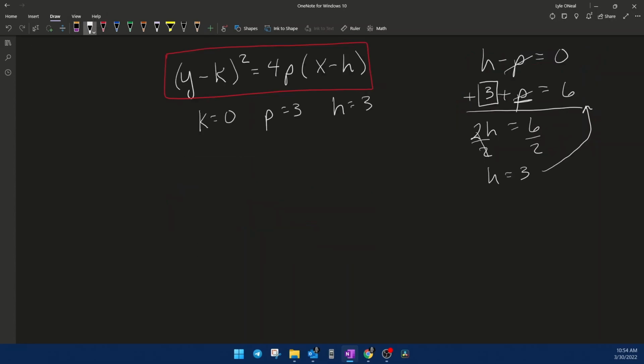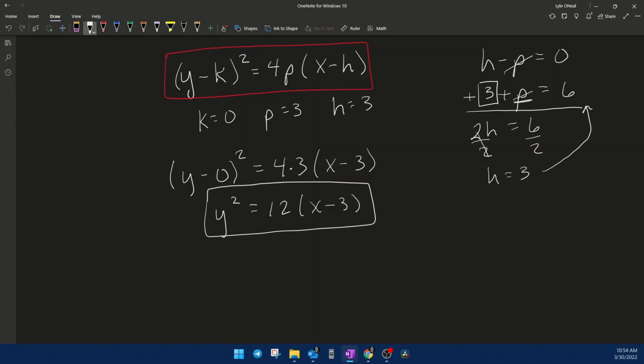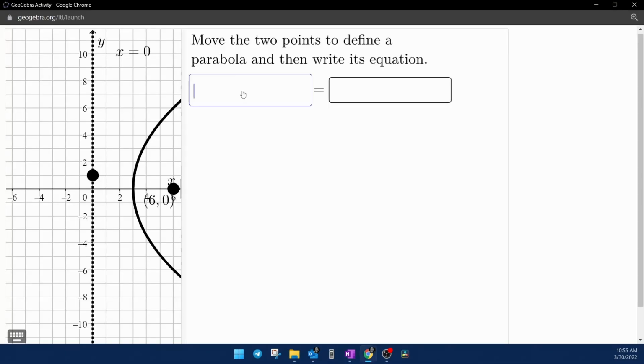So the equation of our parabola will be y minus 0 squared equals 4 times 3, x minus 3. And then simplifying, y minus 0, that's just y squared. 4 times 3 is 12, x minus 3, and this should be the standard form of the equation of our parabola. And back to the GeoGebra window to input our answer.